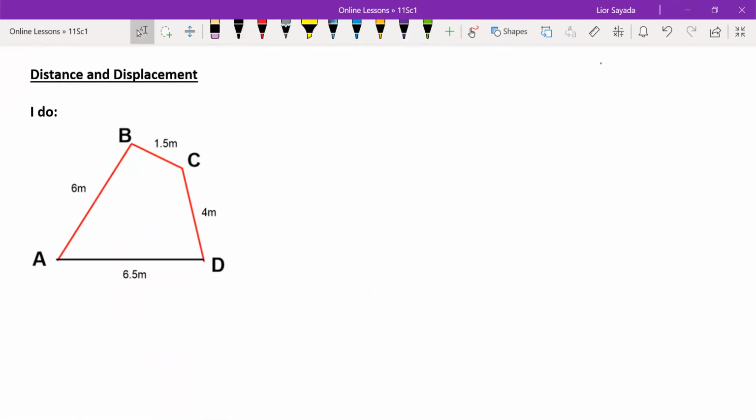We're now going to really try and understand the difference between distance and displacement. Distance is a measure of how far you've travelled altogether, how many meters you've travelled altogether. So in this diagram here, we're going to look at a journey from A to D. But the journey is going to go from A to B, and then from B to C, and then from C to D. I'd like you to please work out the total distance travelled in going from A to B to C to D, and then say your answer to the screen.